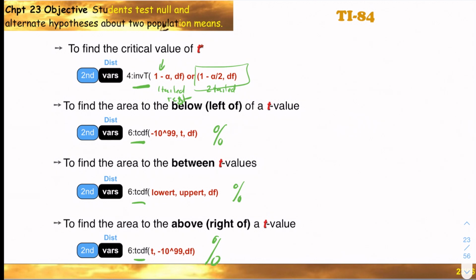So hopefully this is a good start to the first video. We're going to pick up with going over another example of confidence intervals and then hypothesis testing with t-statistics.